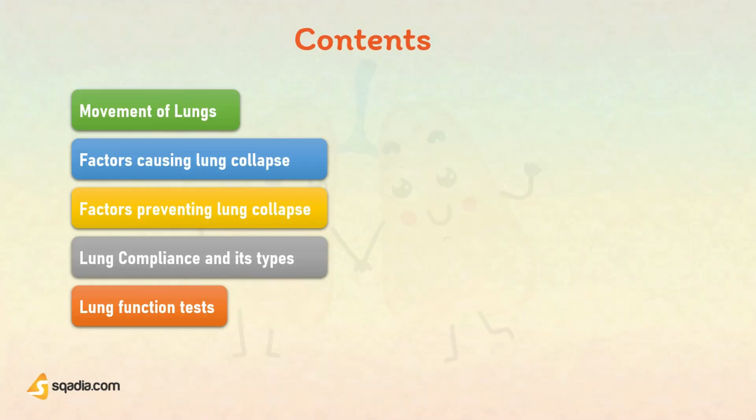Here, you will get to know how your lungs move when you breathe in and breathe out. What are the factors that can cause lung collapse? And what are some natural factors that are going to help you prevent this collapse? Here, we will have a detailed discussion on the intrapleural pressure and surfactant. Then, moving a step forward, we will discuss compliance, its types, and then static and dynamic lung function tests. So, keep watching till the end.